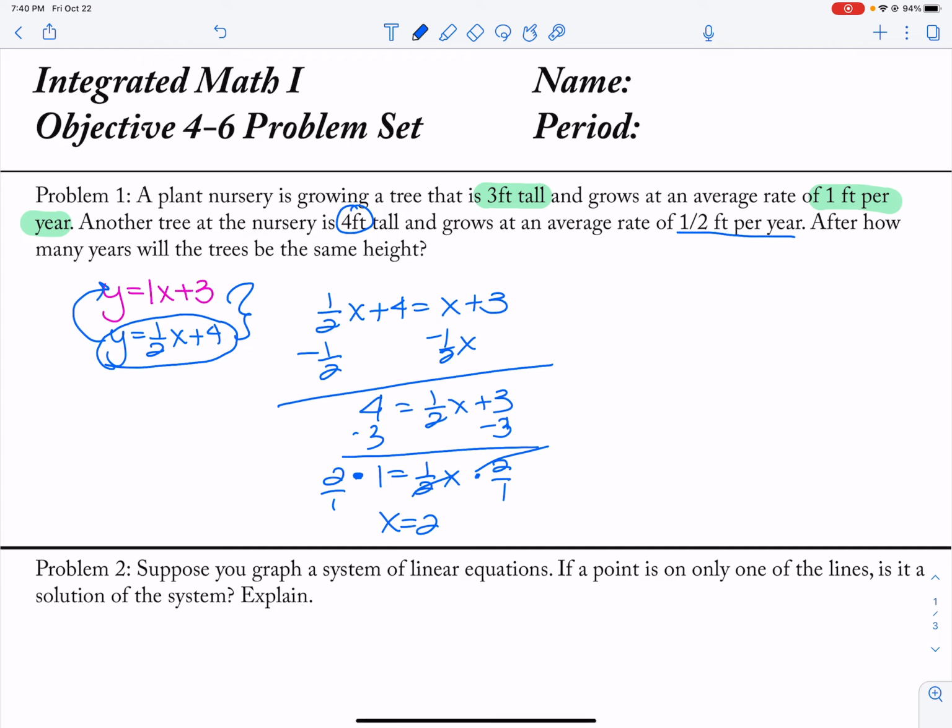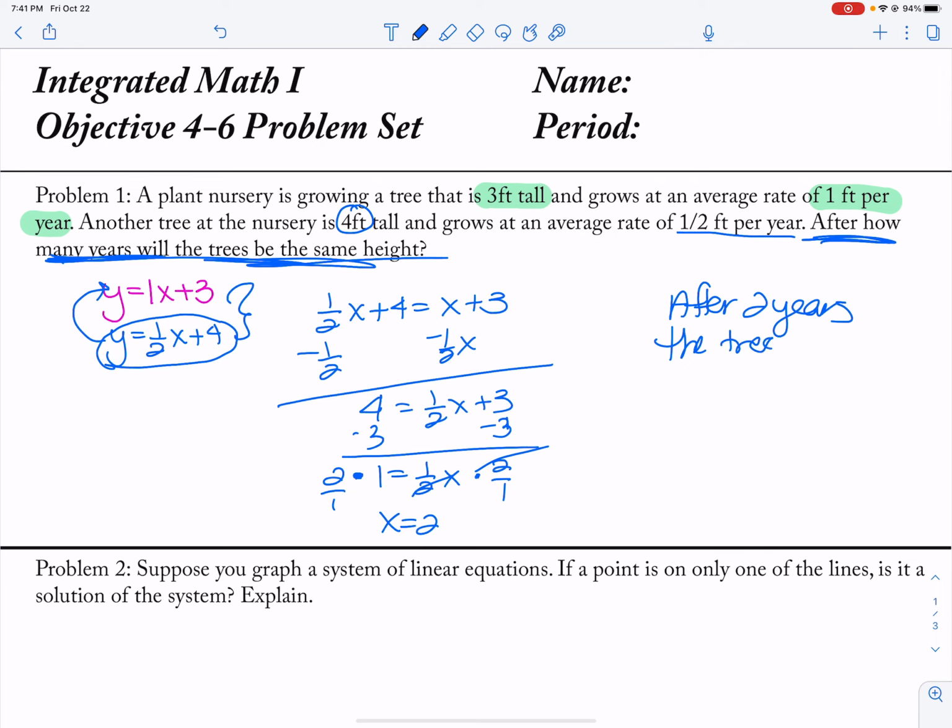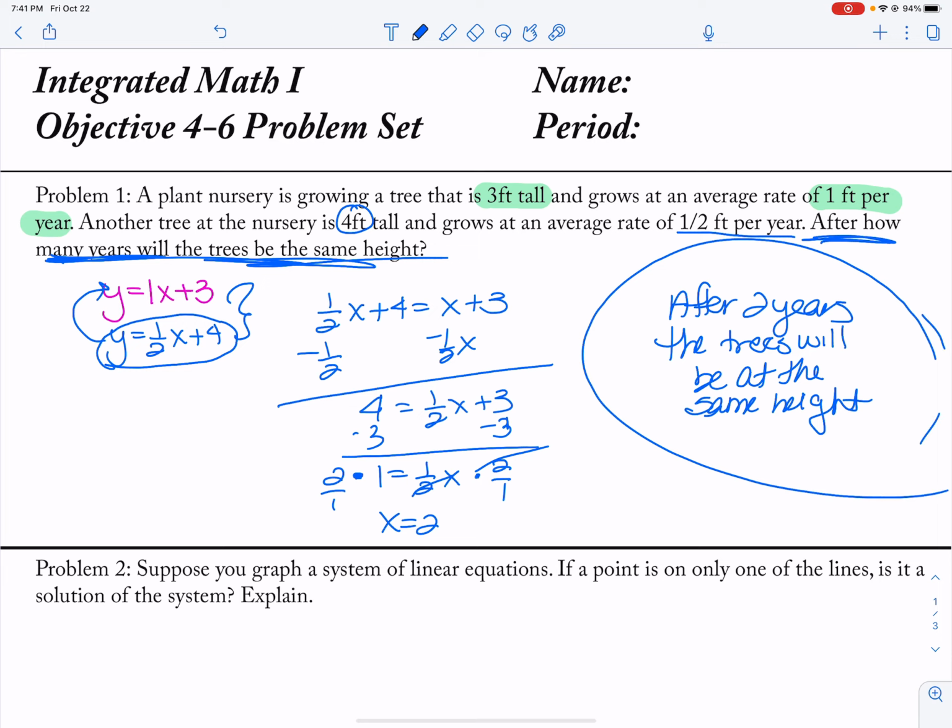Some of you guys are writing it as a coordinate point. I actually want you to answer the question. After how many years will the trees be at the same height? So after 2 years, the trees will be at the same height. Okay. So that's really what I want. I don't need the y value. I just need the number of years.